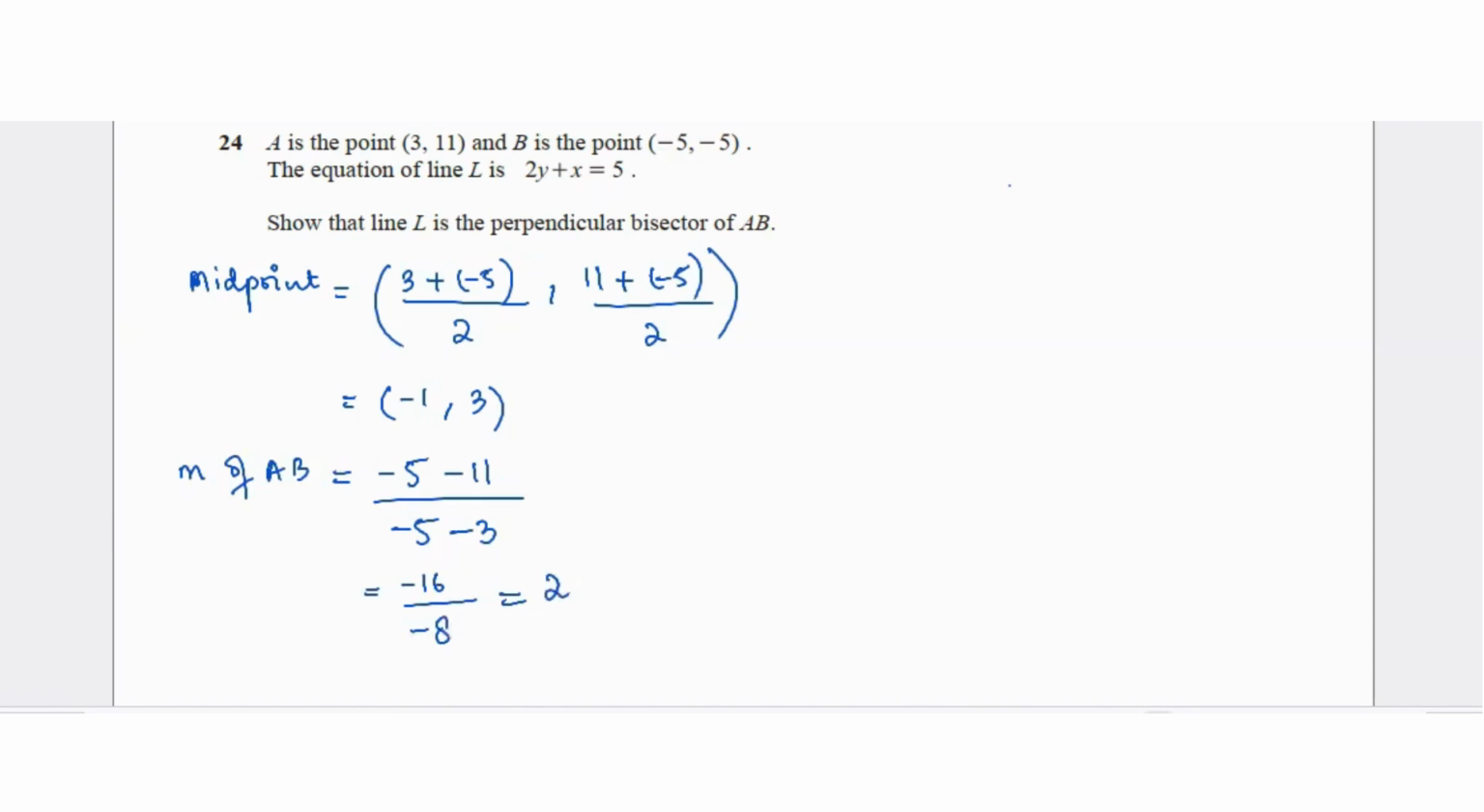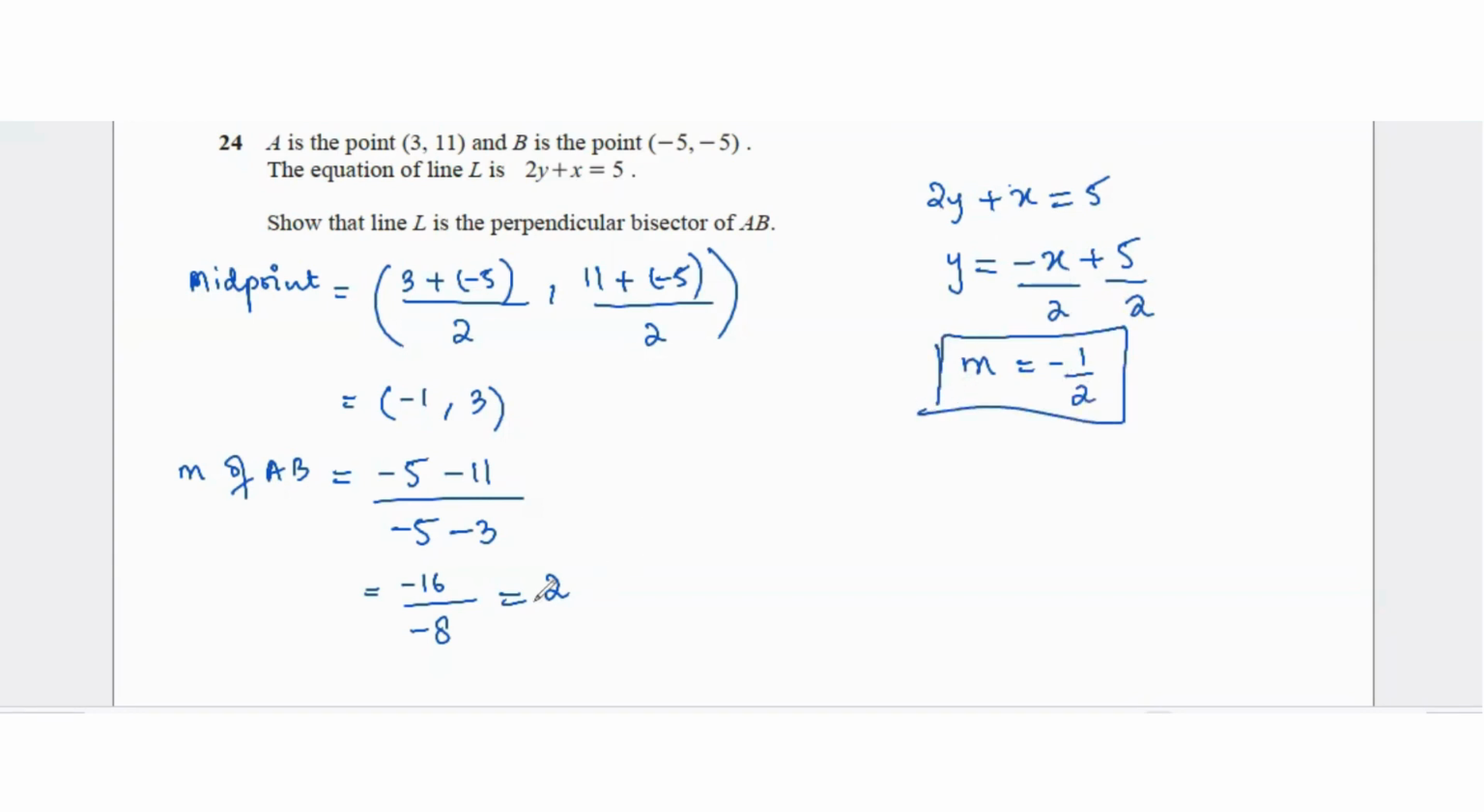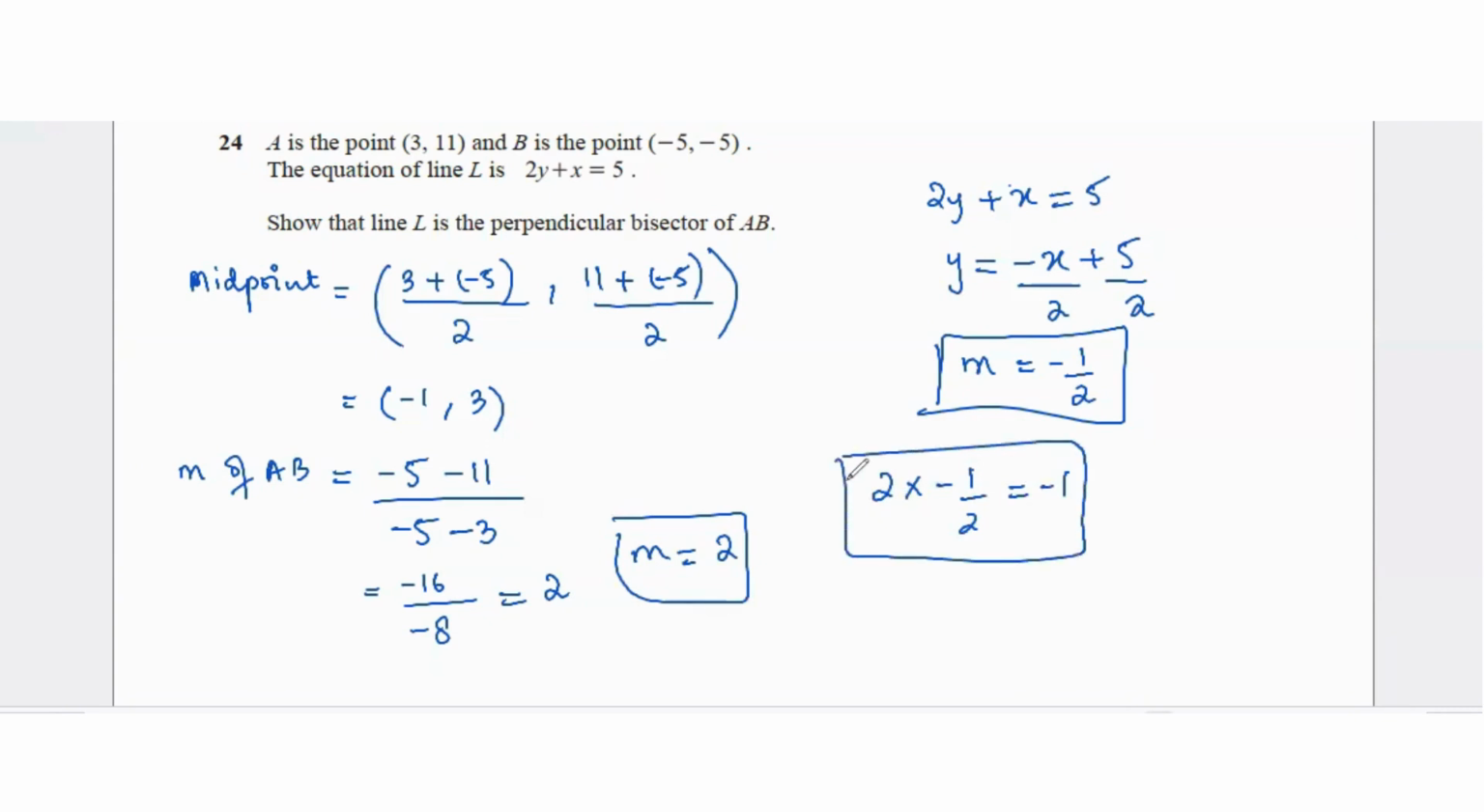Now, if you look at the equation of line L, 2y plus x equals 5, and if we rearrange it to make y the subject, y would be negative x plus 5 over 2. So the gradient of this line is negative 1 over 2. The gradient of the other line is 2. The condition for two lines to be perpendicular is that the product of the gradients equals negative 1. So 2 times negative 1 over 2 is already negative 1. So it meets the first condition.